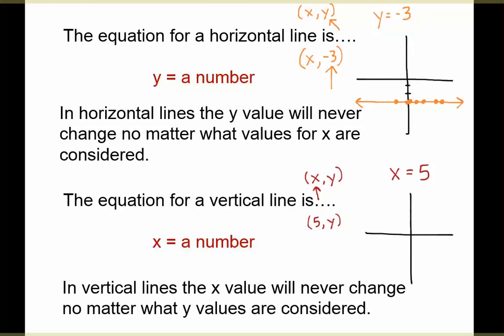If we go over to 5 on the x-axis, we'd end up about right there. 5 comma 0 would be right here. 5 comma 1 might be right there. 5 comma 2, maybe 5 comma 4, maybe 5 comma negative 1, 5 comma negative 2. When we hold that 5 constant, we get these points lining up in a straight line, but vertically. So if you want to make a vertical line, x equals a number. If you want to make a horizontal line, y equals a number.